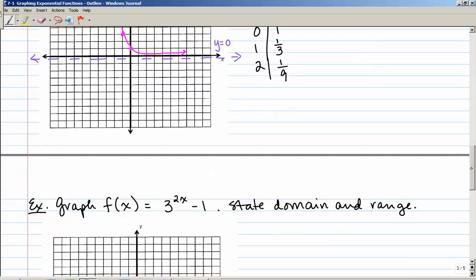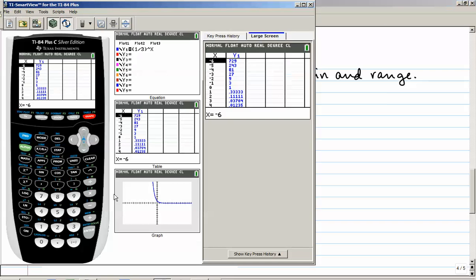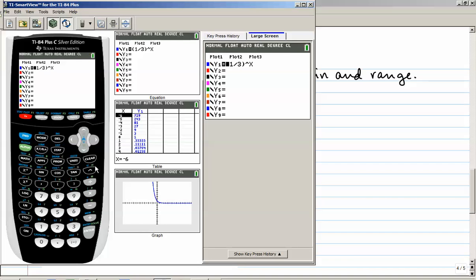Okay, let's try one that's a little more complicated. Here we have f of x equals 3 raised to the power of 2x, and then the whole thing minus 1. Now, be careful when you're putting this in your calculator, because what we want is 3 raised to the power of, and I'm going to put my whole exponent, 2x, in parentheses. If your calculator uses the small number up above as the exponent, after you've put in the 2x, just make sure you use the arrow to the right to get out of the exponent, because then I want a minus 1. And let's graph that.